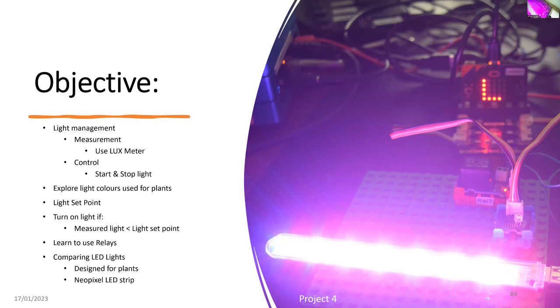And we'll also learn about how to use relays to control larger amounts of current. In the projects we've done so far, we've only used small amounts of current. And if we use powerful lights, we will be dealing with larger currents. And we'll also compare different types of LEDs, those which are designed specifically for plants, and we'll compare that against the Grove neopixel LED strip.